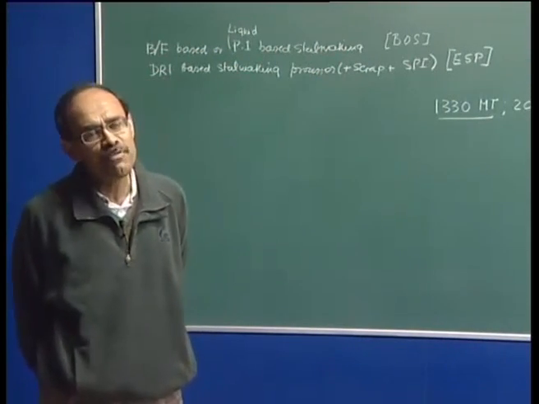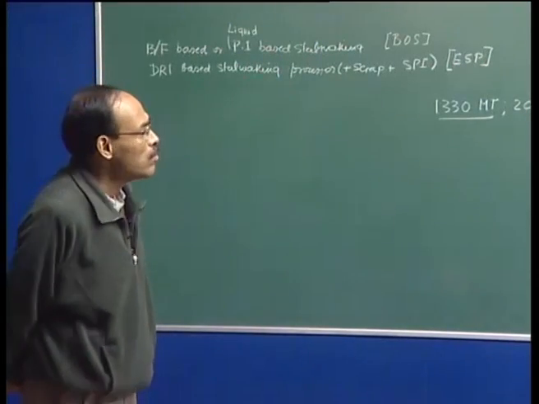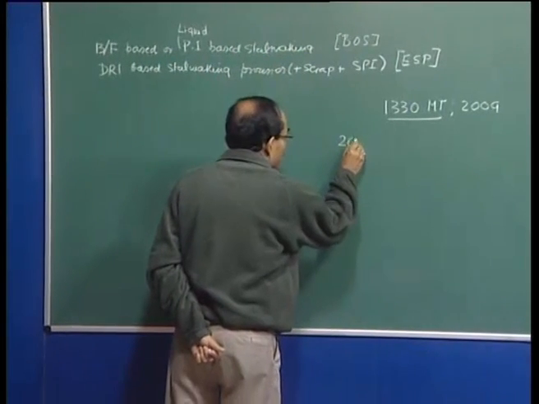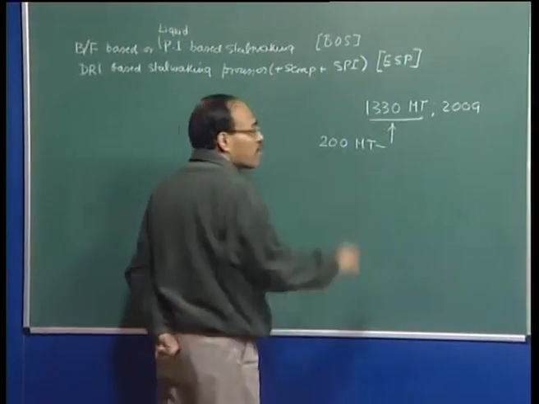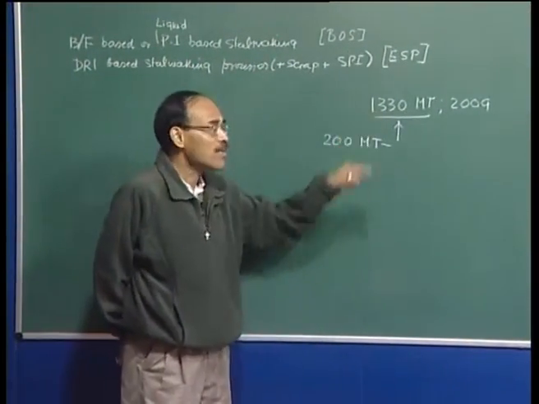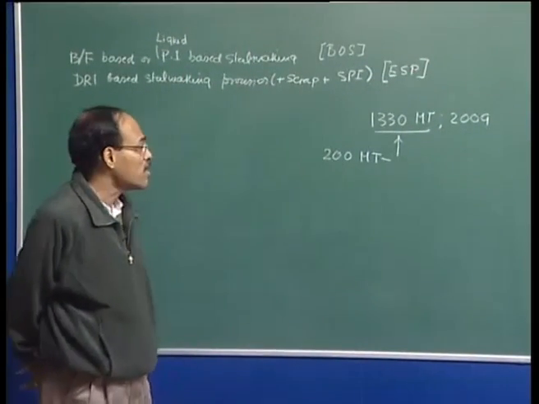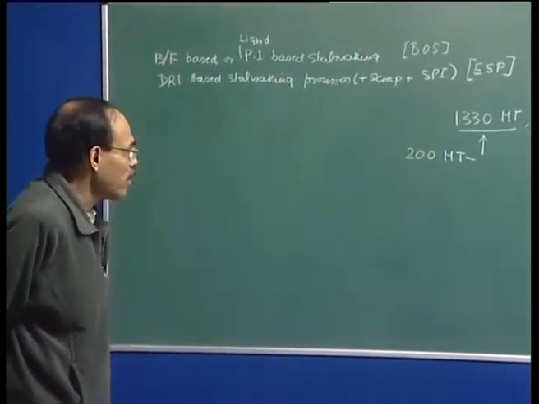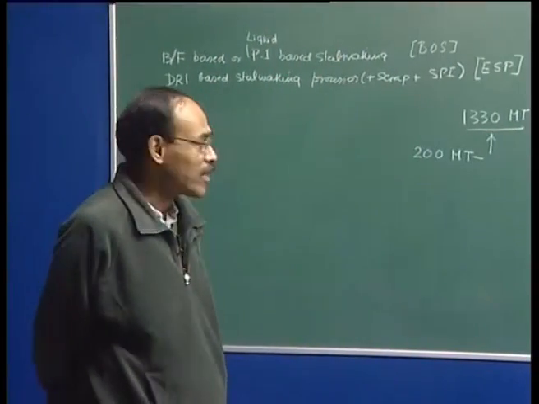If you talk of the 1950s, 1960s, we were producing something like 200 million tons, and today we are at a 6-fold increase, from 200 million tons around 1950-60 to about 1,330 million tons in 2009, which essentially tells us that there has been nearly a 6 to 7-fold increase. And the society now needs more and more steel, because development work has to go on.